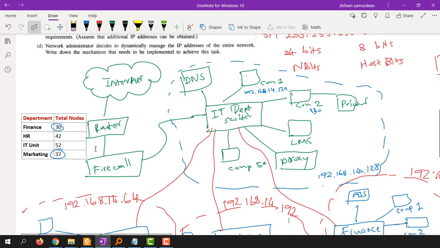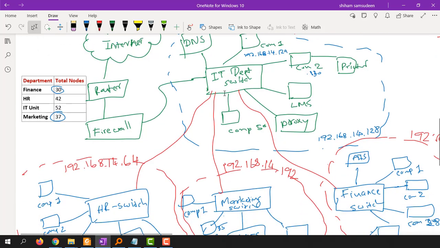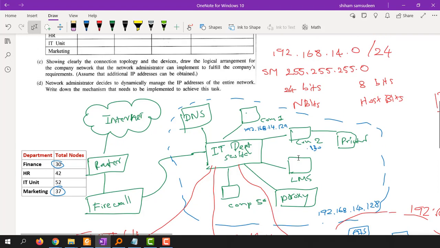So that's one way of doing it. The smart way of doing it is introducing a DHCP server here for the main local area network, and then from there assign the IP addresses to each of these LANs, right? So that's how you can achieve that. So the answer would be introduce a DHCP server. That is the answer.